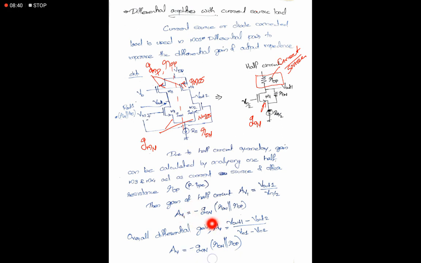Similarly, we can calculate the second gain AV2, also the same thing, because both the MOSFETs are identical. Then the overall gain of the amplifier is the average of AV1 and AV2. Both values are the same, so the average is Gmn times RON parallel to ROP. So that is the gain of this differential amplifier.